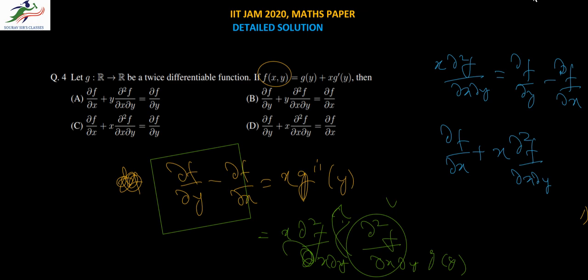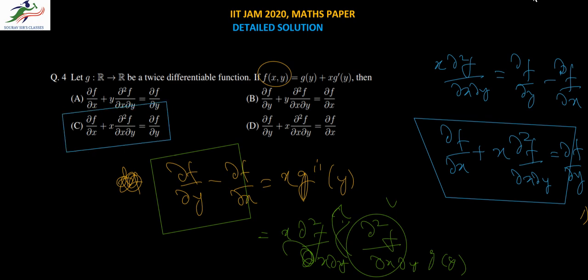is equal to del f del y, and this is the relationship that we derived from the given equation, and we can see that del f del x plus x del square f del x del y is equal to del f del y is the right choice. So option C is the correct one.